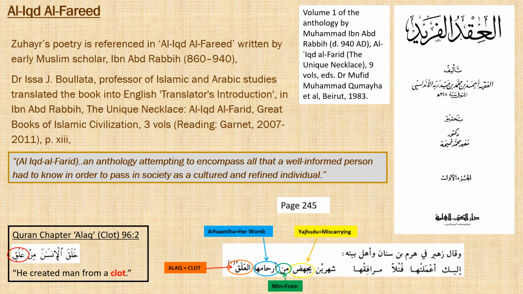Here is a word-for-word translation of the poem. The relevant words read: yajhudu, miscarrying; min, from; arhamiha, her womb; al-alaq, a clot. Quran chapter 96 is called the chapter of alaq, in other words, the chapter of the clot. Verse 2 says, "He created man from a clot." The point is, the same word as found in the pre-Islamic poetry is also found in the Quran, both describing the embryo and the fetus.